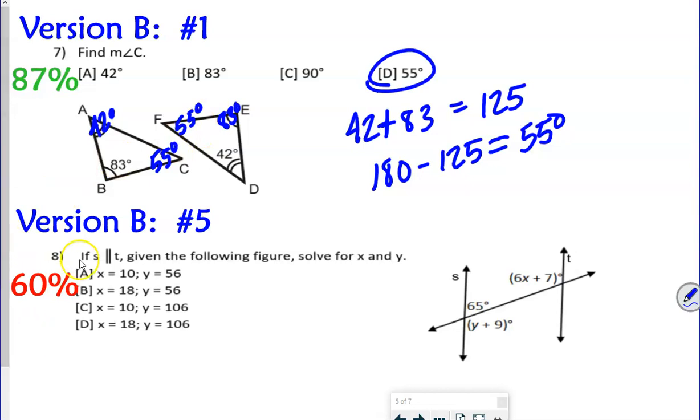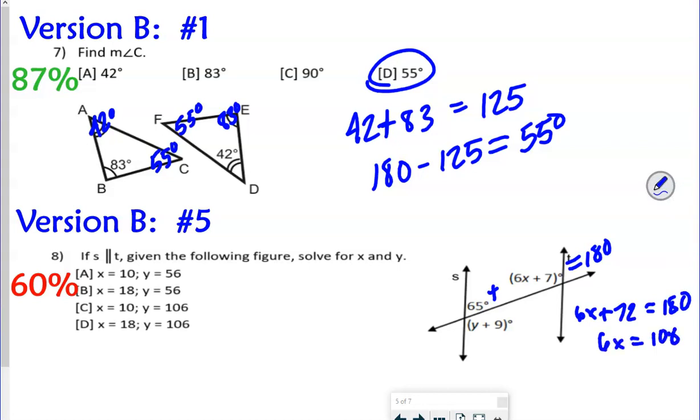All right. So with number 8, it says if S is parallel to T, given the figure, solve for X and Y. So look here. Do you notice these angles are same side interior angles? So with this one, we're going to add them together and set them equal to 180, aren't we? Okay, so let's go ahead and do that. 65 plus 7 is 72, right? So 6x plus 72 equals 180. Subtract 72 from both sides, so 6x equals, what is that, 108. So x equals 18 because we divide both sides by 6, right? Then we're going to solve for this other angle.